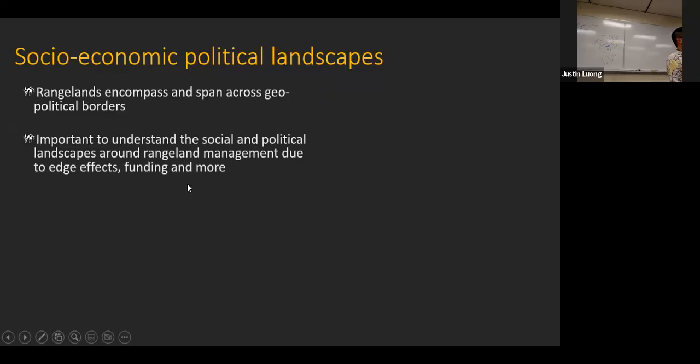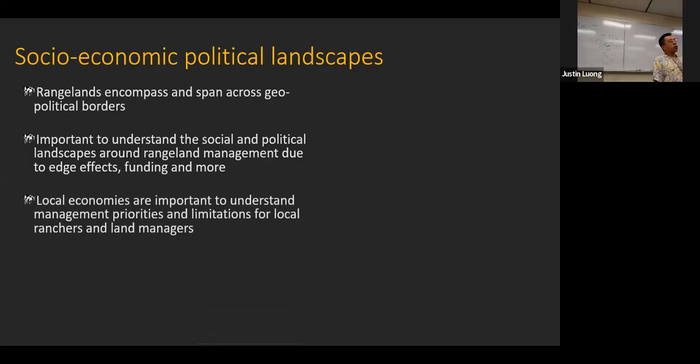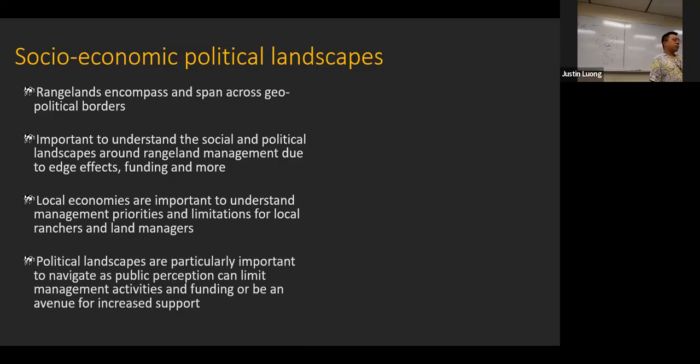So sociopolitical landscapes are also important to think about. Rangelands, like I already mentioned before, encompass and span geopolitical borders. And so it's important to understand social and political landscapes around rangeland management, due to edge effects. Funding, political pressure, and community pressure all have a really important role in rangeland management, even though ecologists don't always necessarily consider them.